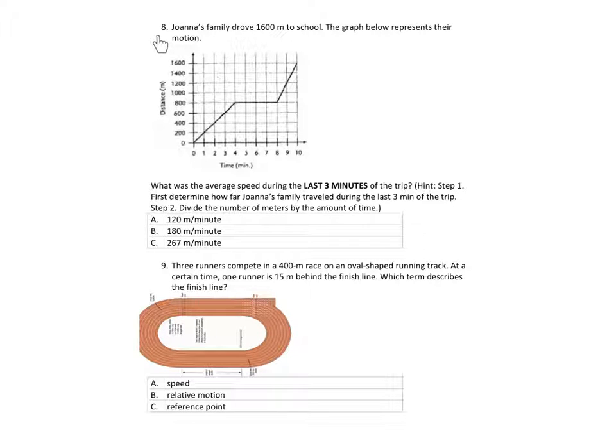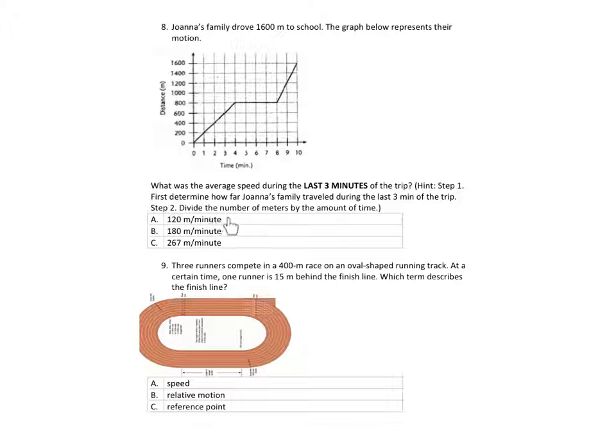Number 8. Joanna's family drove 1,600 meters to school. The graph below represents their motion. What was the average speed during the last 3 minutes of the trip? Hint: Step 1, first determine how far Joanna's family traveled during the last 3 minutes of the trip. Step 2, divide the number of meters by the amount of time.